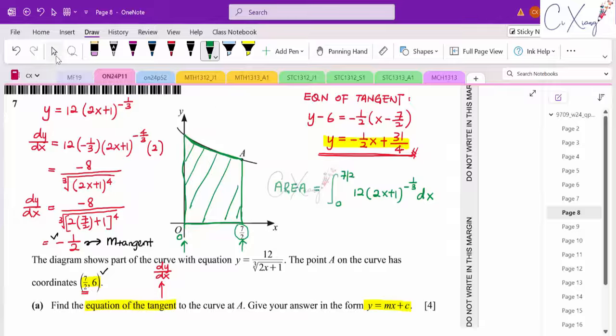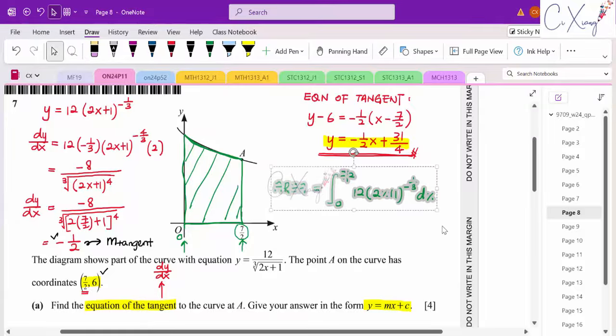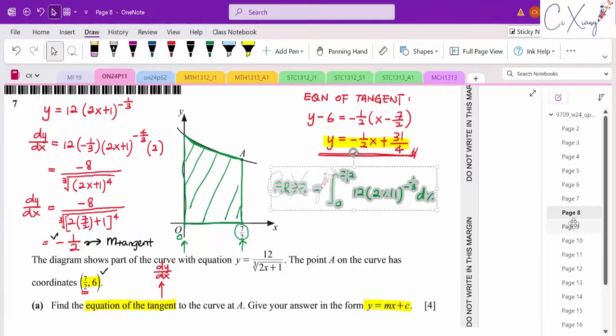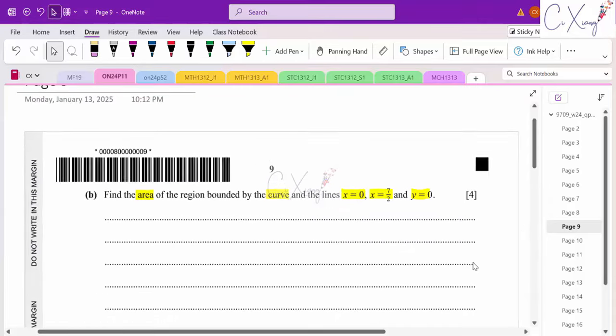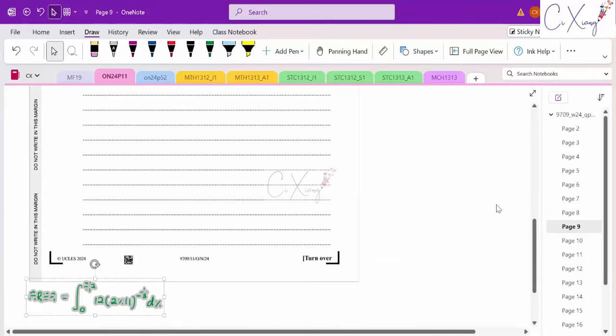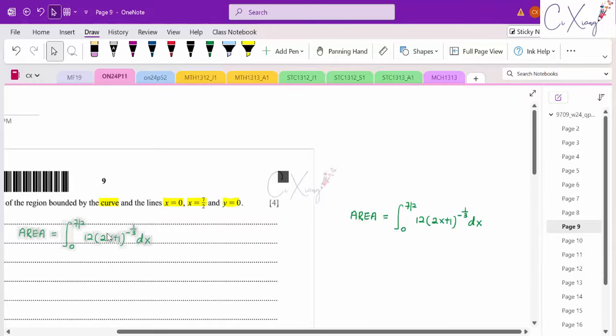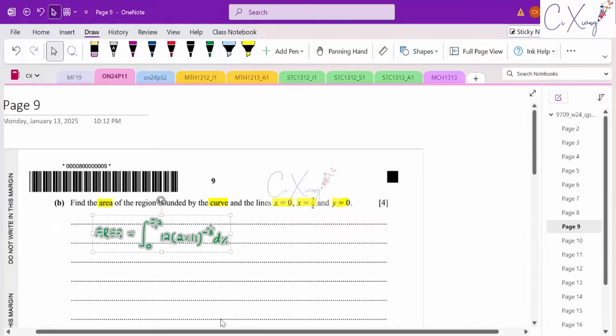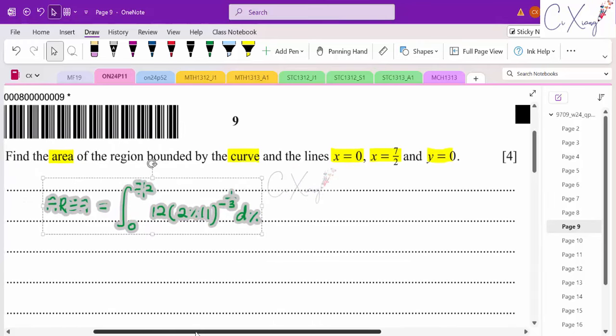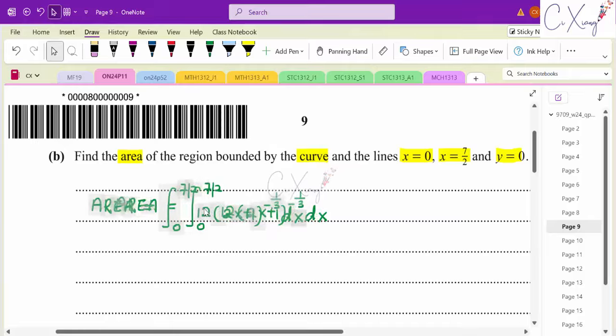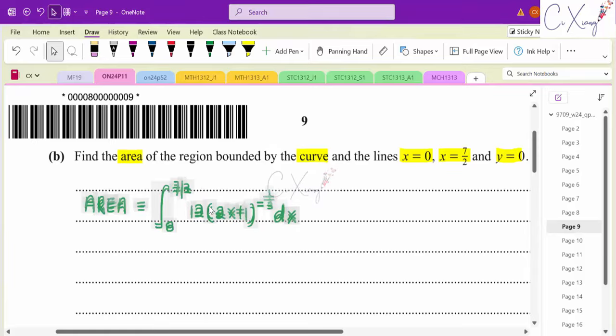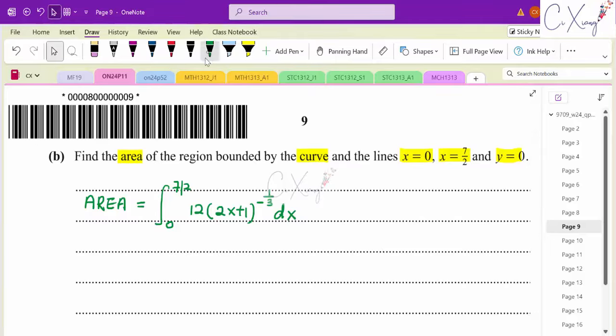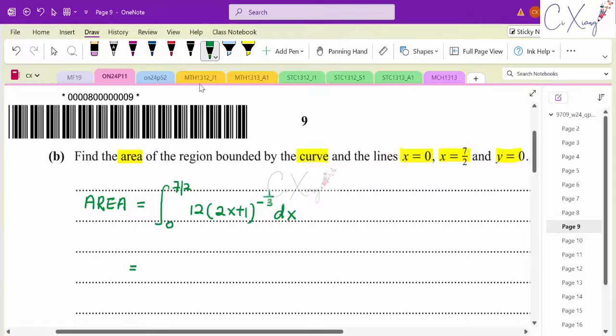Alright, let's continue with the calculation for this one. I'll copy it and bring it to the next page. Like what I showed you just now, this is basically what we should carry out to get the area. So let's continue with the integration. 12 is a constant, therefore I can just copy the constant without doing anything. For the bracket, I will need to copy the bracket.